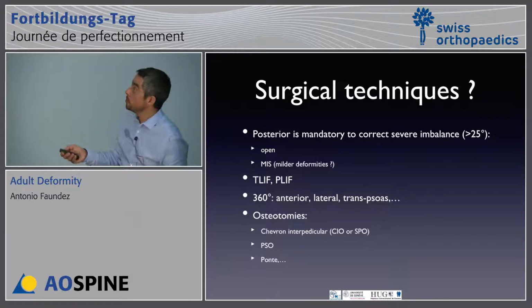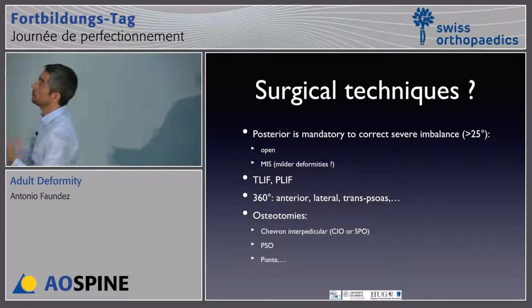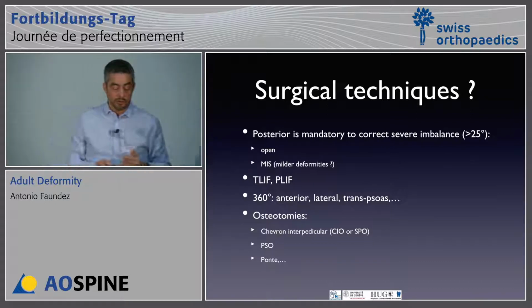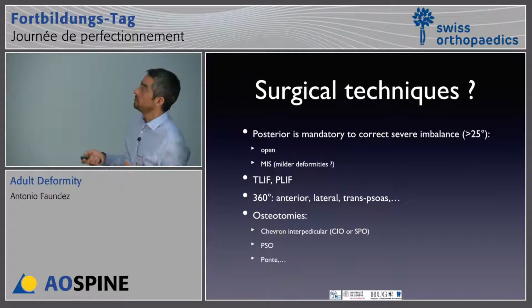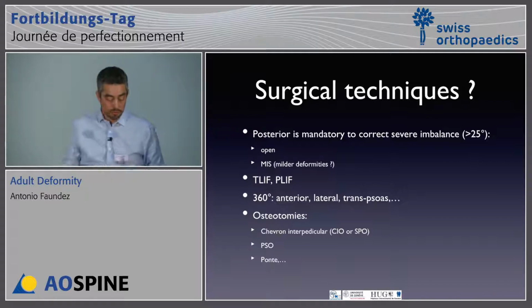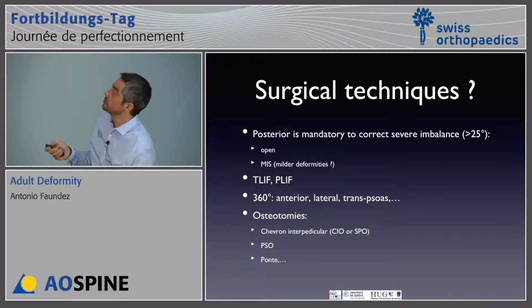So it can be open, it can be minimally invasive surgery. There are papers showing that it's useful in milder deformities in adults. It can be PLIF, 360, anterior, posterior, whatever you want, transpsoas. Osteotomies also can be used, chevron, interpedicular, or also called SPO, PSO, etc.